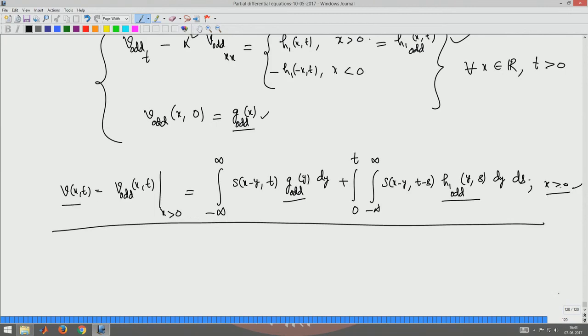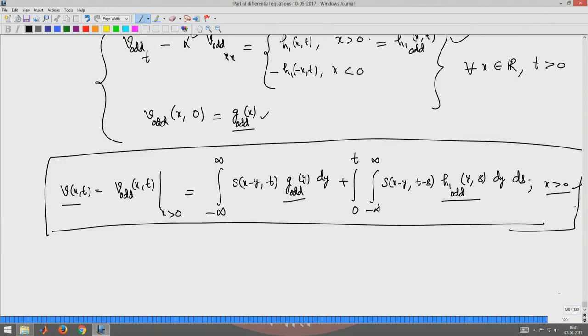Okay. So, this x positive, wherever x is, that is x only positive, and g odd, this integral you can split from 0 to infinity. G odd is g of y, minus infinity to 0, g odd is minus g of minus y, and you can do the simplification and write this is the required solution. Okay. This is the required solution.